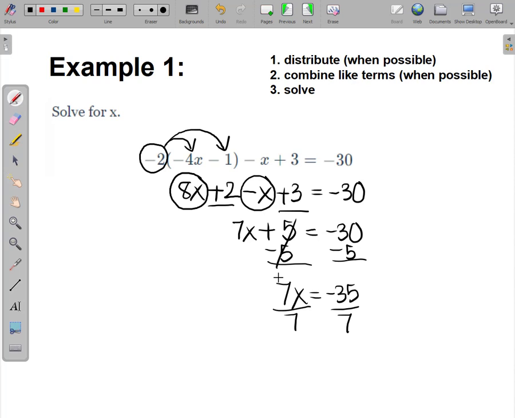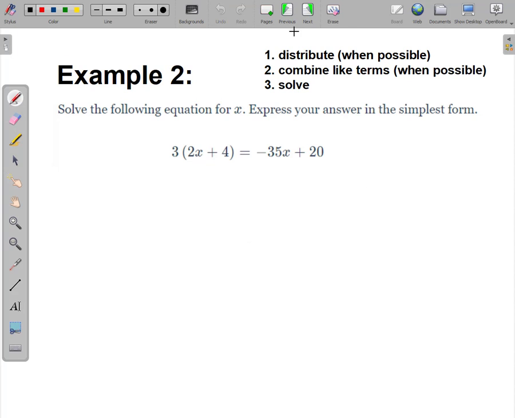So on the left, 7 divided by 7, that's going to cancel and turn to 1, which means it's technically 1x. But just like we said earlier, that 1 times x, that's just going to simplify to x. So I'm actually just going to put x is equal to -35 divided by 7, that's going to give me a -5. So for our first example, you have x equals -5, and you'll have 2 questions like this on your homework. Let's go to the next example.